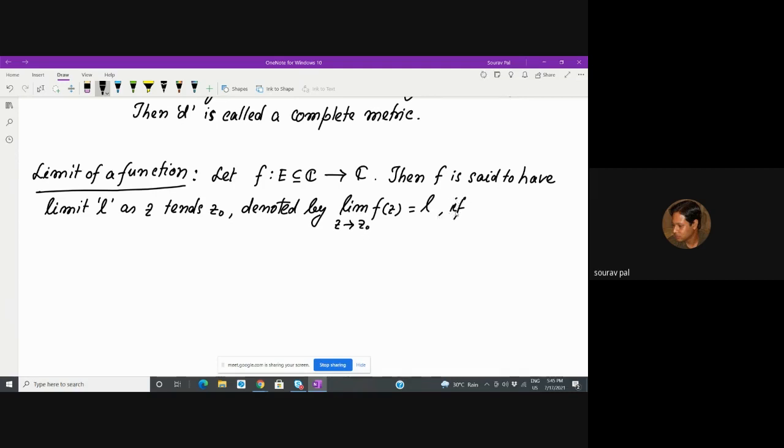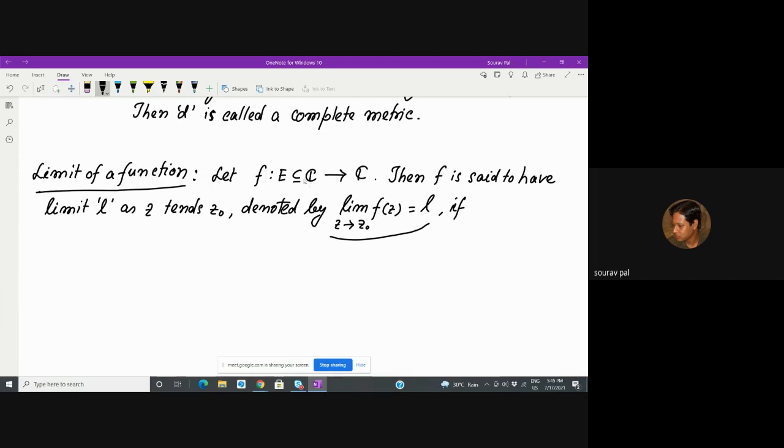If, please tell me the definition. If, what does it mean? If you just look at this whole thing, there are three things: Z goes to Z naught, here f(z), and on the right hand side you have L. So what does this entire thing mean? When z comes close to z naught, f(z) comes close to L, as simple as that.